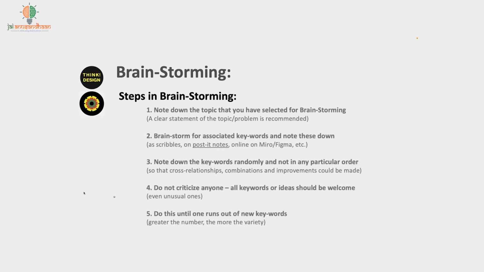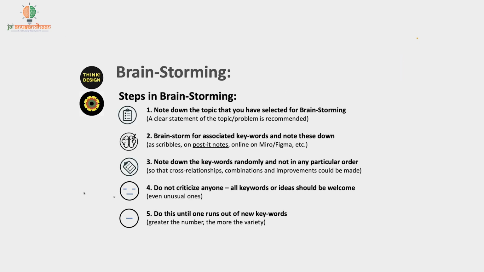So let's look at the steps in brainstorming. The most important is the subject that you're going to be brainstorming on. So you note it down in the center and then brainstorm. It can be done as scribbles. Post-it notes are very good because you can stick and remove them and put them in another place. Online applications like Miro, Figma can also be used. So this is the second stage.